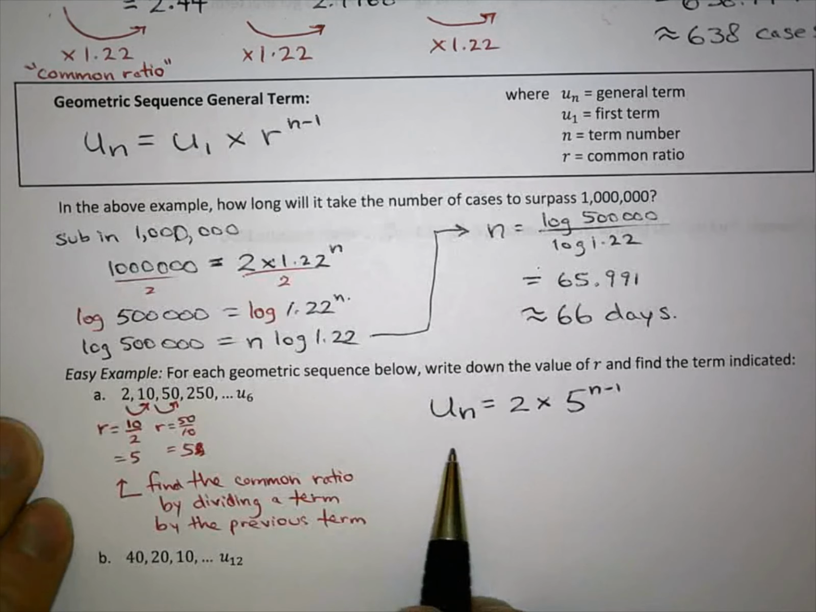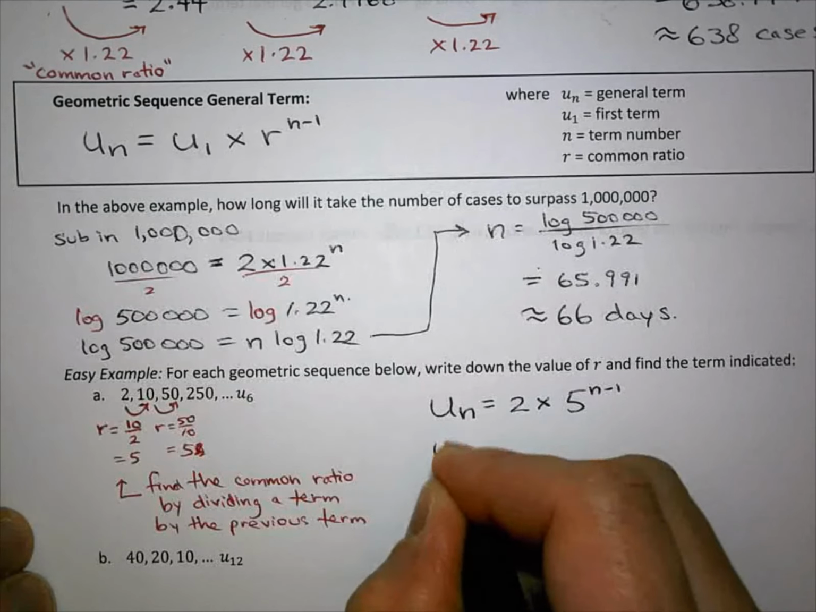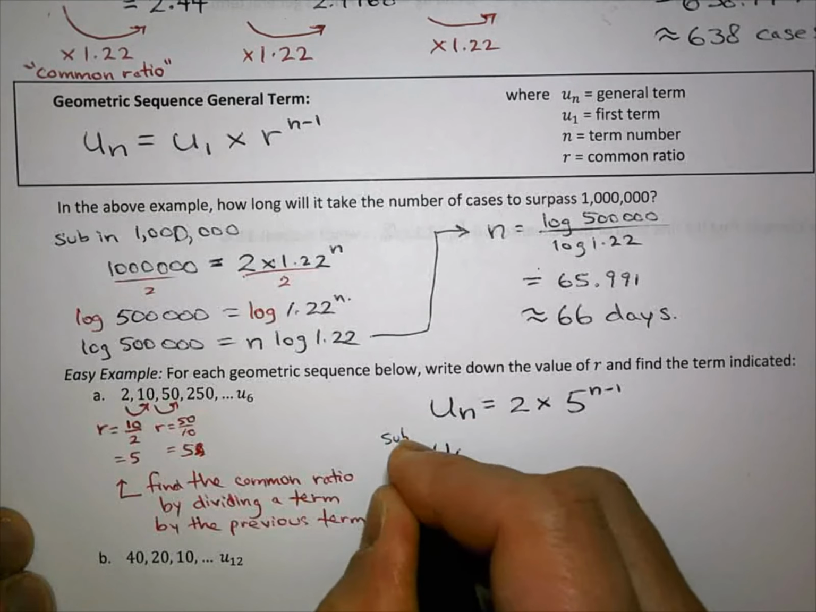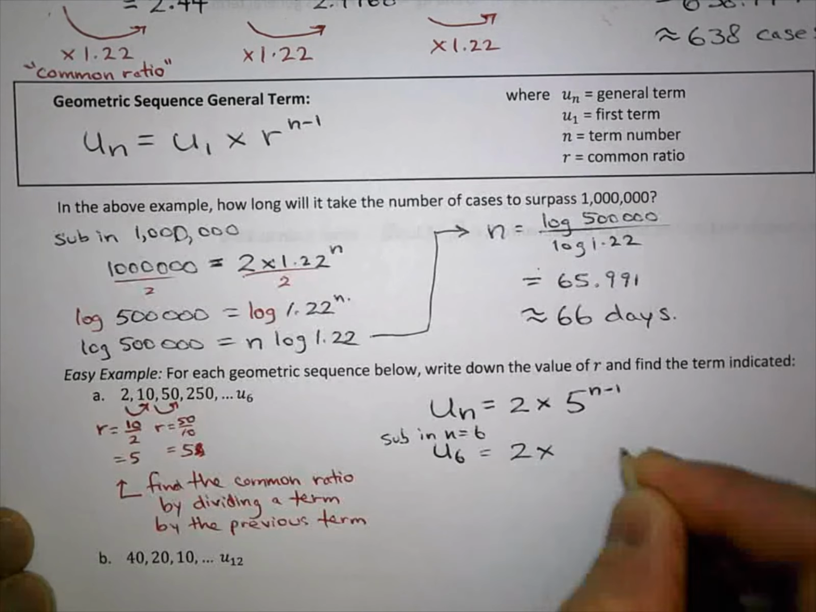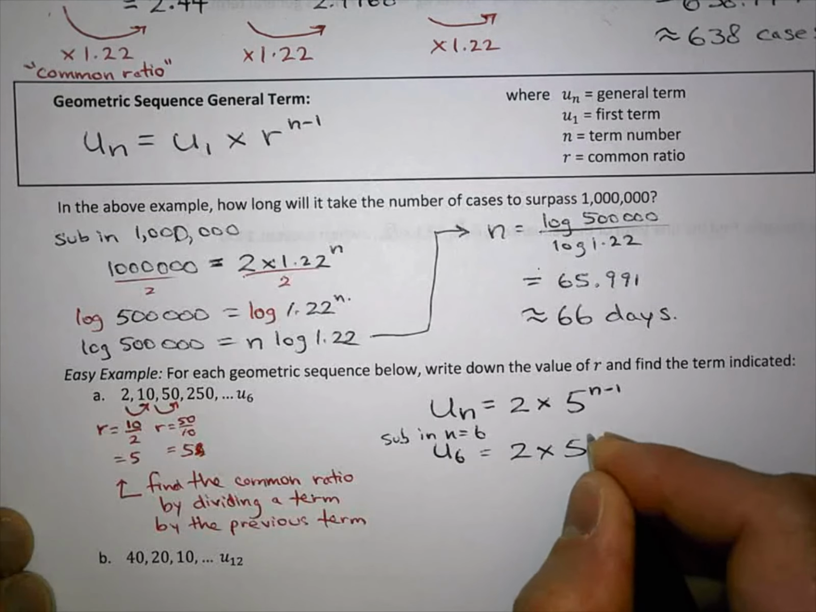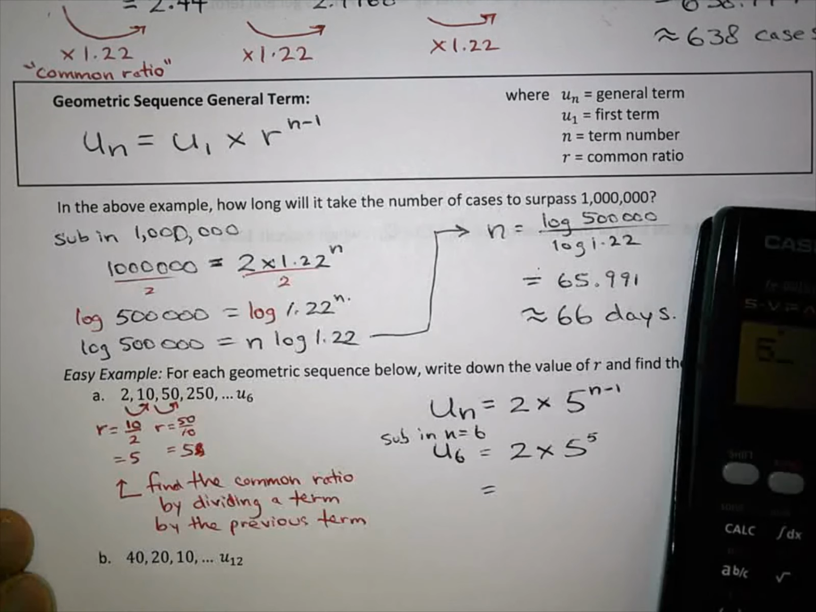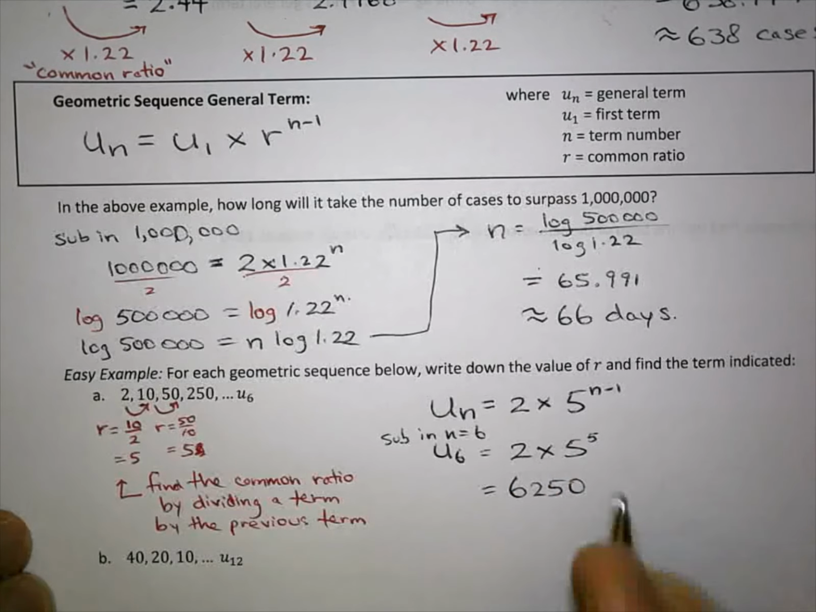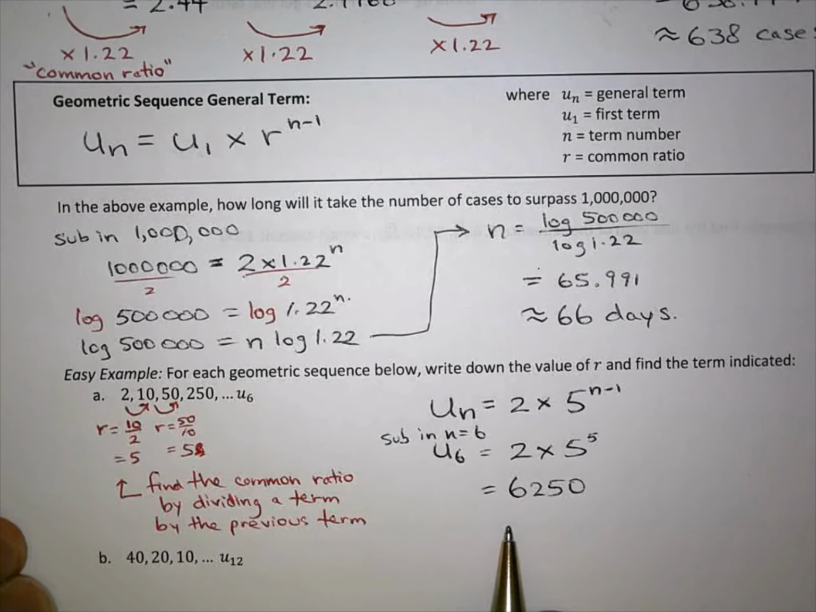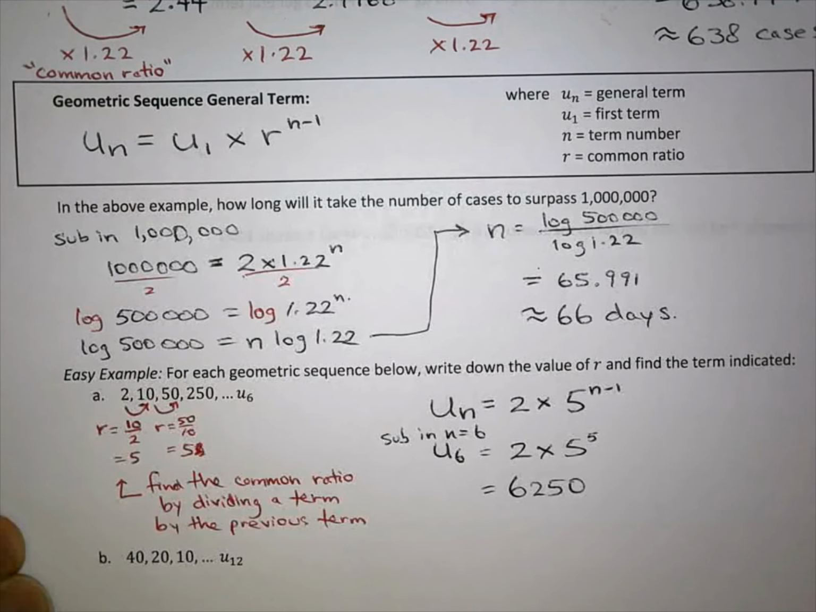I can use this formula to find any unknown term. In this case, the question wants to know what's u6. So I'm going to sub in n equals 6. So I end up with u6 is equal to 2 times 5 to the power of 6 minus 1, which is 5. That's something I can do with my calculator. 5 to the power of 5, which is a big number, times 2. So you can see, again, this is exponential growth. You can see how fast a geometric sequence grows. This one's multiplying by 5 each time. Very soon it gets out of control.